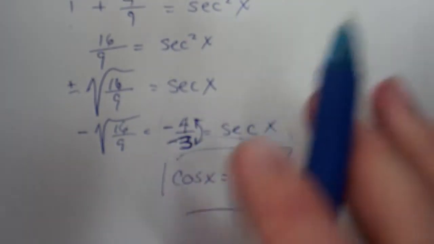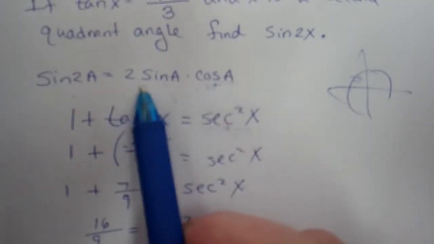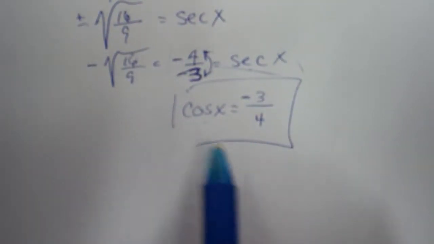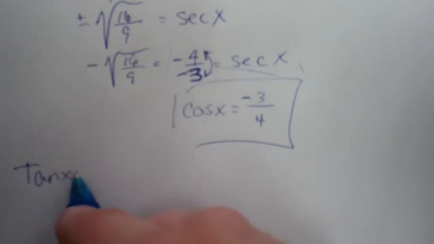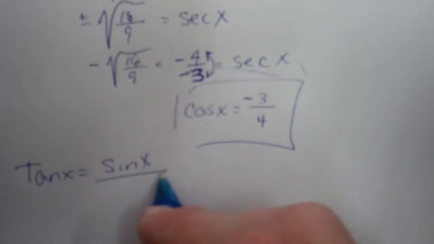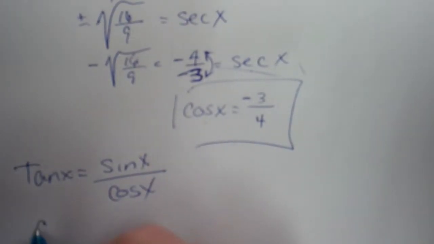How can we now find the sine? We have the cosine, but we need to get the sine. Well, finding the sine when you know the cosine and the tangent is not too bad, because the tangent of x is equal to the sine of x over the cosine of x, which means I can clear the fraction here and multiply both sides by the cosine of x.